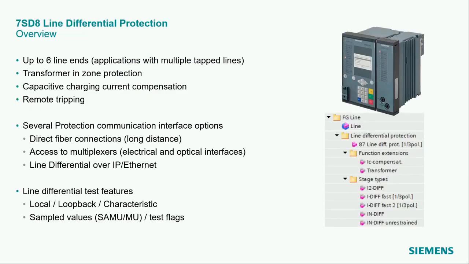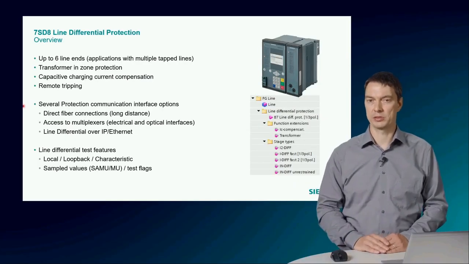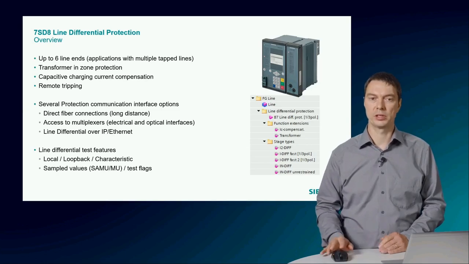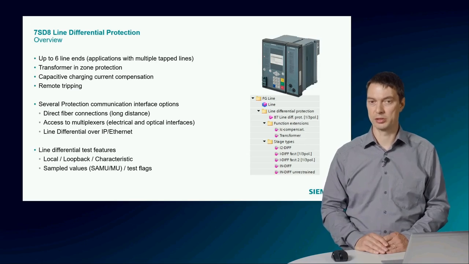With SIPROTEC 5 7SD8, you get a multi-ended line differential protection device for applications up to 6 line ends. Also, a transformer can be in the protected zone. The device provides a charge and current compensation and binary user data exchange, including remote tripping. Several protection communication interface options are available, including a direct fiber connection for long distances up to 100 km.